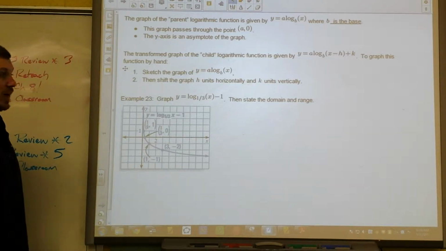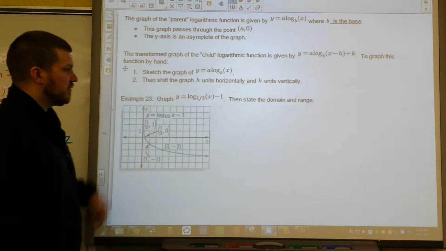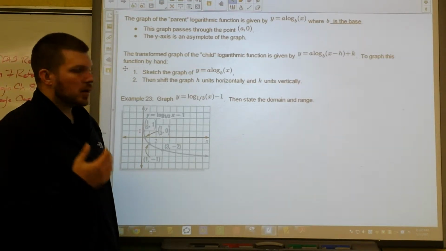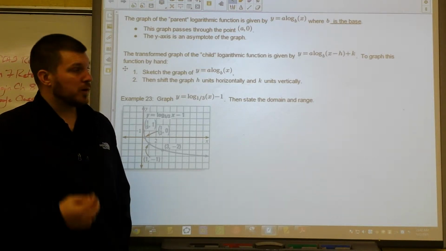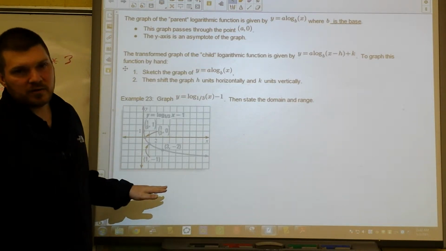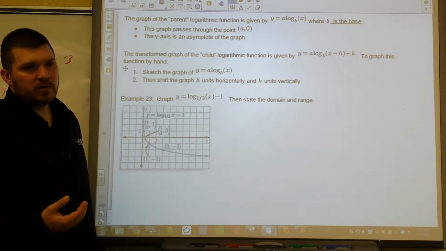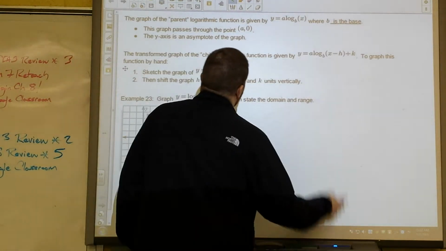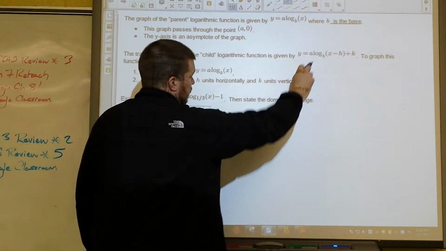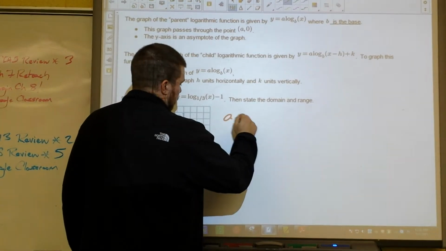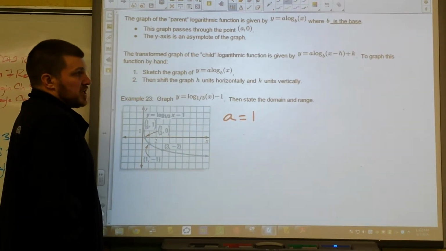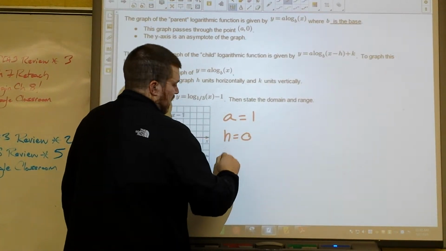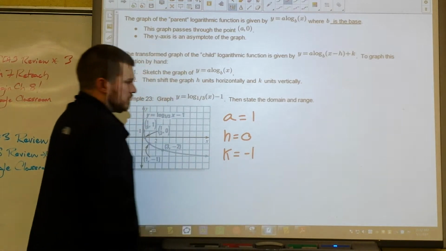In example 23, I have the child function, and I've already graphed it for you. We want to state the domain and range. Before we do that, though, we're going to go a little bit above and beyond, talk about what a is, talk about what h is, and talk about what k is. Now, I do not have the parent function graphed here, so we're not really going to do too much comparison between the parent and child function like we have in the previous videos. Here, based on our rule for the child function, a is going to be positive 1. h is going to be 0 because we just have an x here. And then k is going to be negative 1.